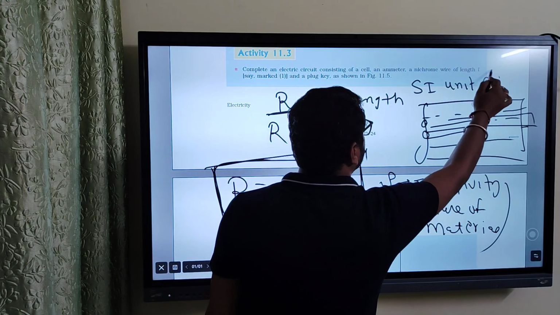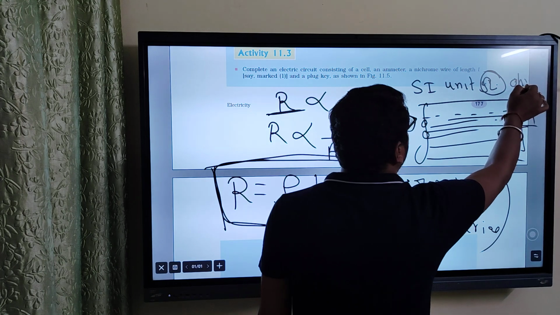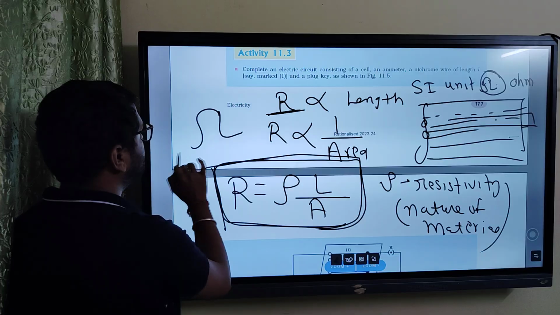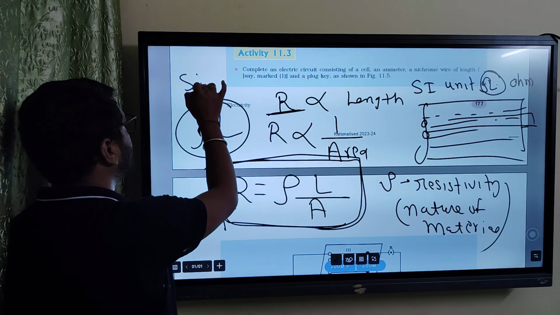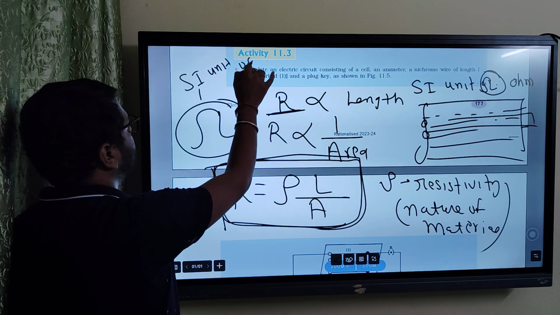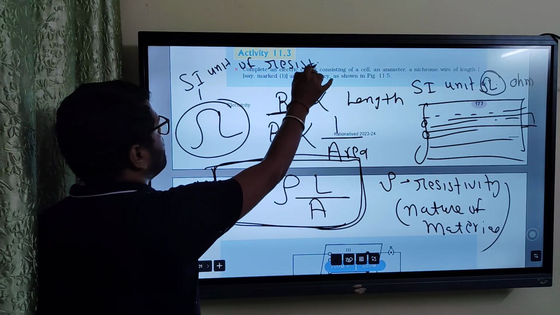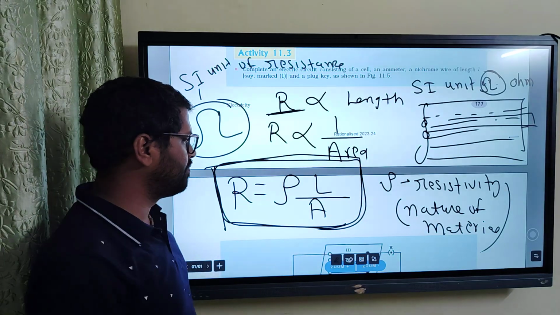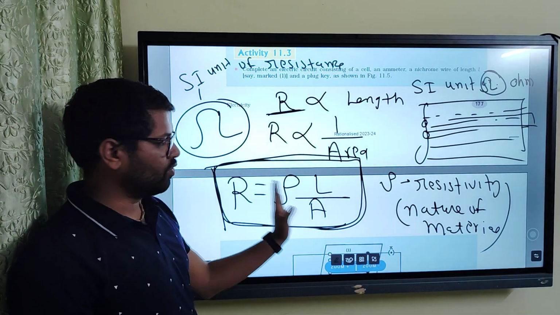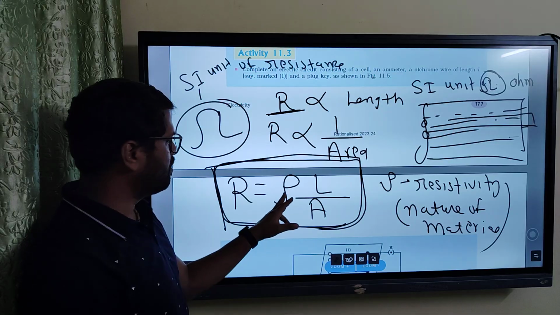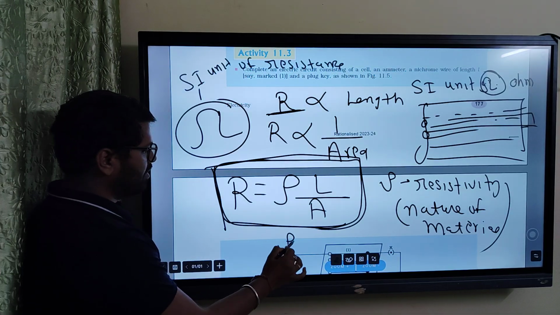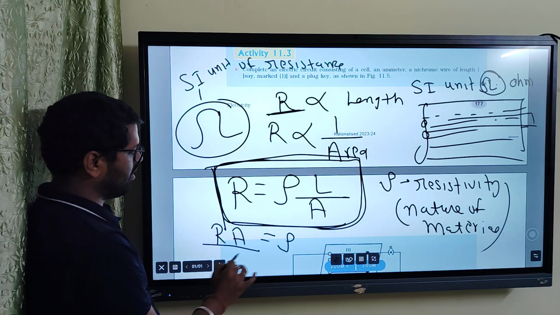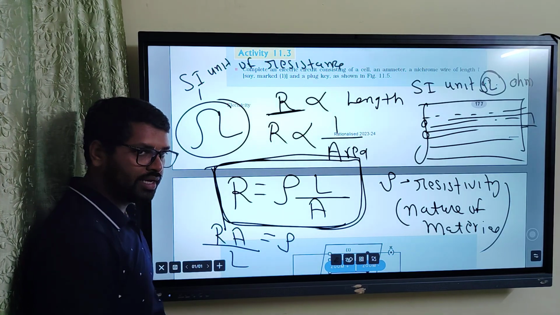Ohm, we write it like this. This symbol is there, right? This we say ohm. This is the SI unit of resistance. Understood? Any doubt in this? No? Understood? Rho L by A. Now if they ask for rho, rho will be here, A will go here, so R A by L. So rho equals R A by L.